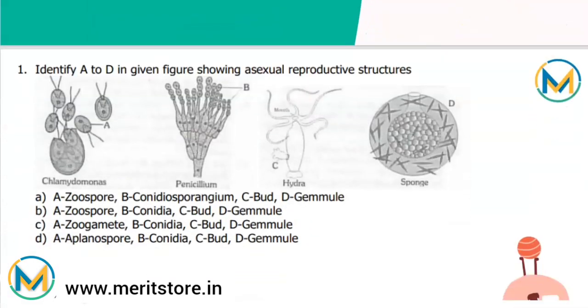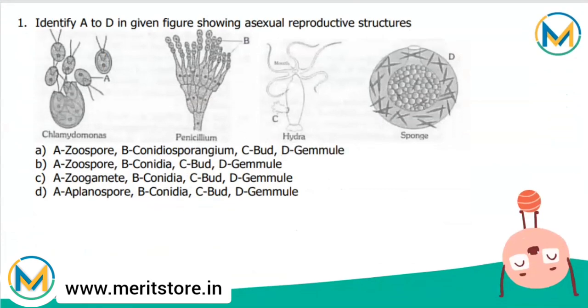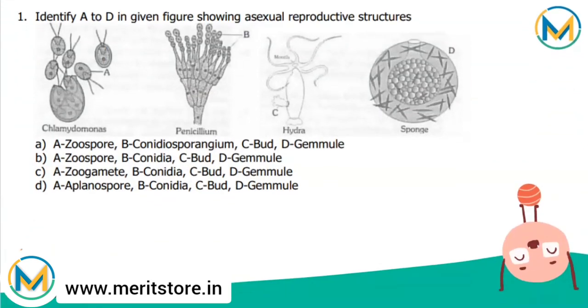First question, identify A to D in given figure showing asexual reproductive structure. So first of all, asexual reproduction is a type of reproduction that does not involve the fusion of gametes or change in the number of chromosomes.